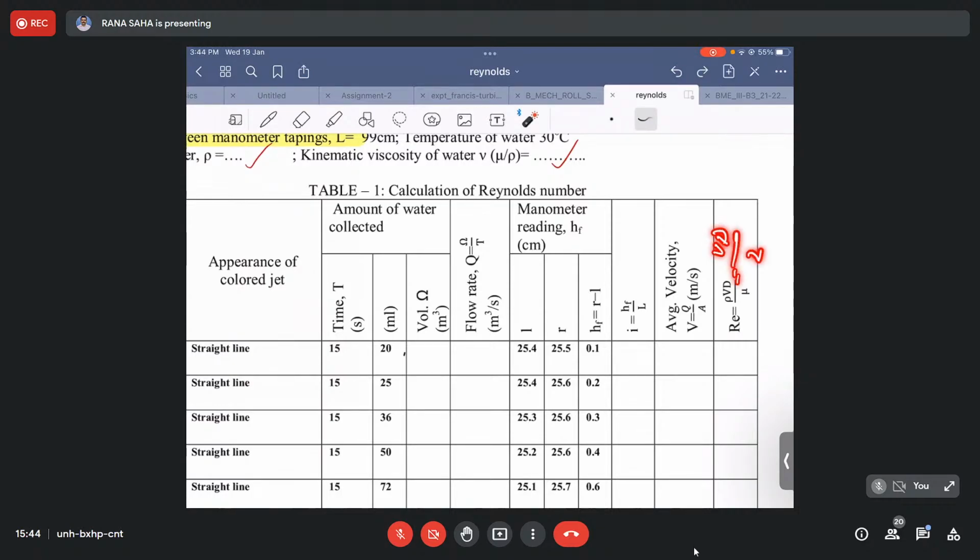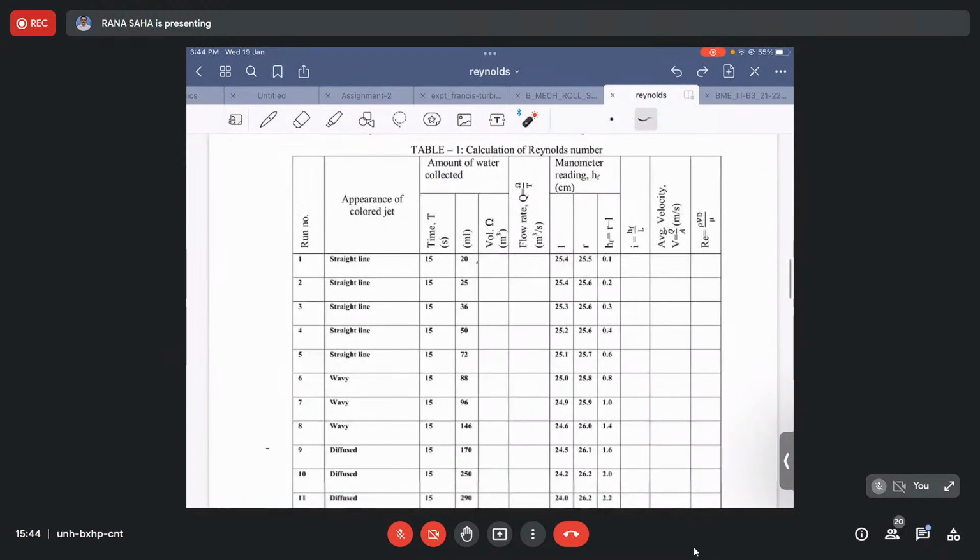It is Vd by nu. We know that nu is kinematic viscosity. So straight away from the kinematic viscosity value, you can find out the Reynolds number, knowing this velocity and the diameter. Okay, so this table can be completed.